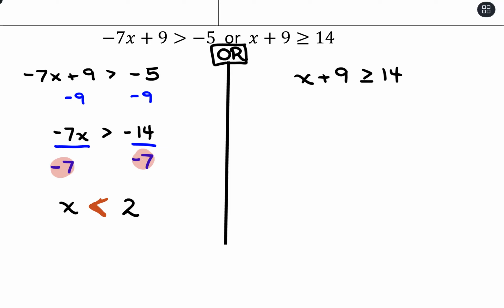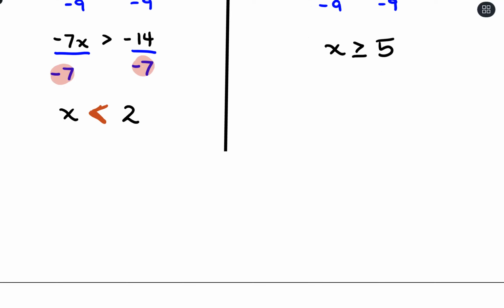All right, so x is less than 2, or on this right-hand side, let's subtract 9 from both sides. x is more than or equal to positive 5. So we have x is less than 2, or x is more than or equal to 5.